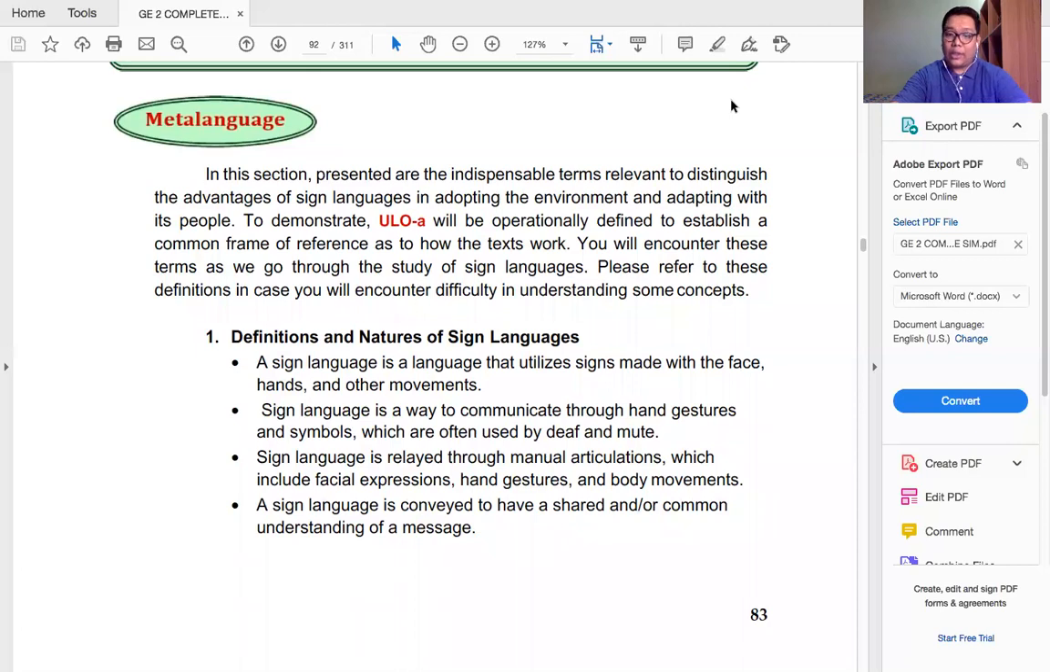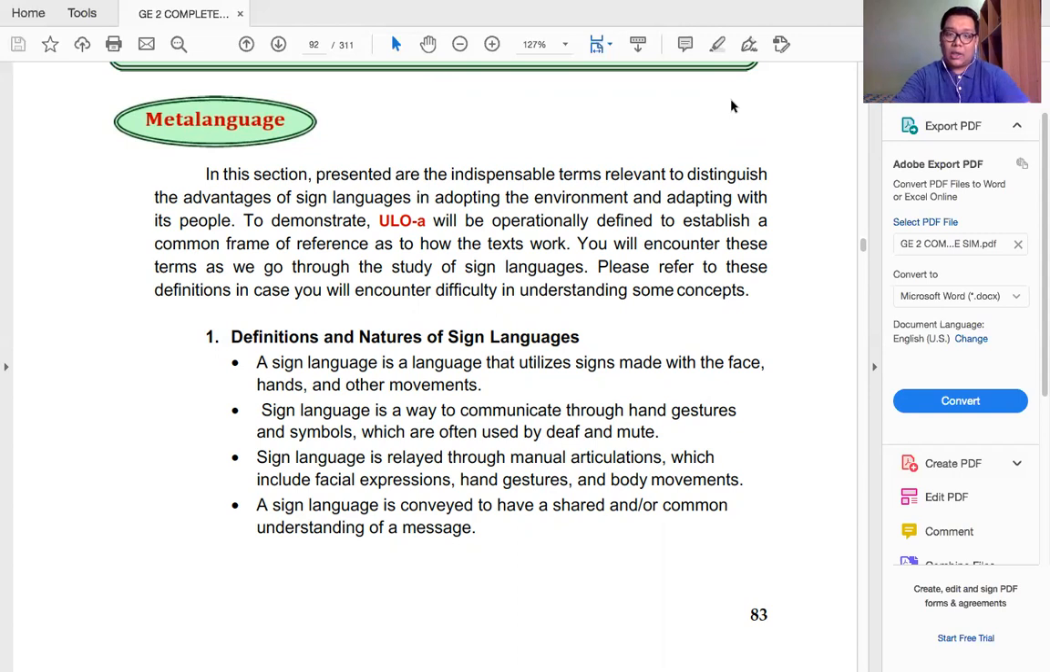Sign language is a way to communicate through hand gestures and symbols, which are often used by deaf and mute. We understand that one. Sign language is relayed through manual articulations, which include facial expressions, hand gestures, and body movements. But if we notice, the sign language used by the deaf and the mute is different from what we could understand in this context. We know that the sign language used by the deaf and mute has specific codes, codes which represent significant symbols in making them communicate effectively within their group.